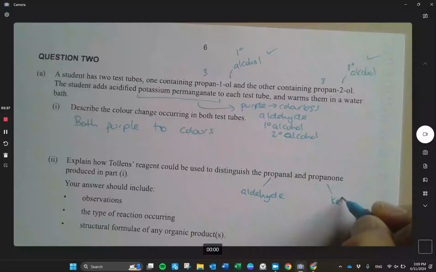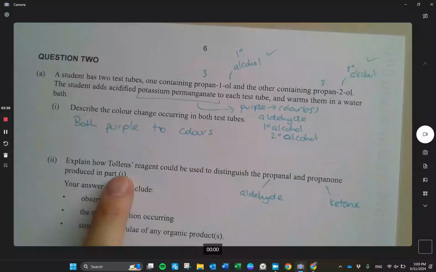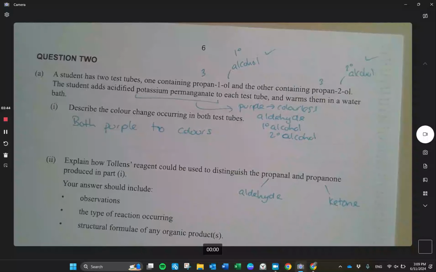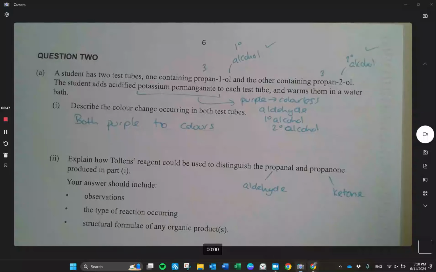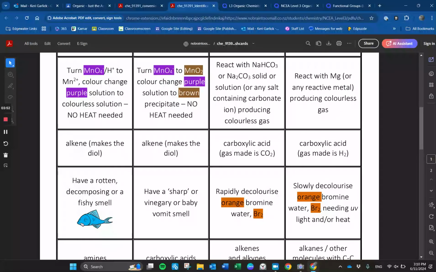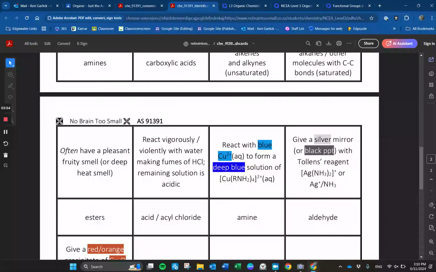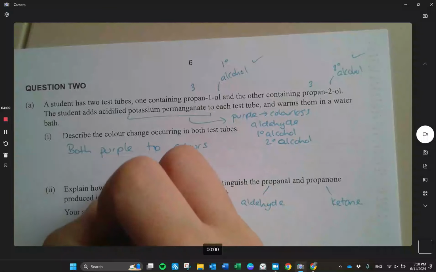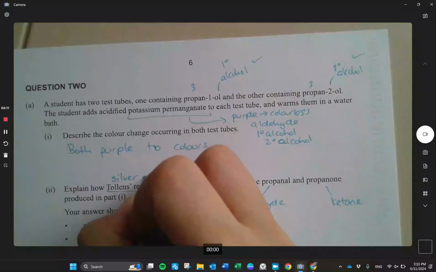All right, and then we're going to look at what Tollens' does. So again, we have to memorize what Tollens' is. So if we go, I told you guys. All right, so if I look for Tollens', I see Tollens' reagent, silver mirror or black precipitate. So what we see is a silver mirror forming. That's my observation, and this only happens with aldehydes. So I go back here, Tollens', the silver mirror, only aldehydes.